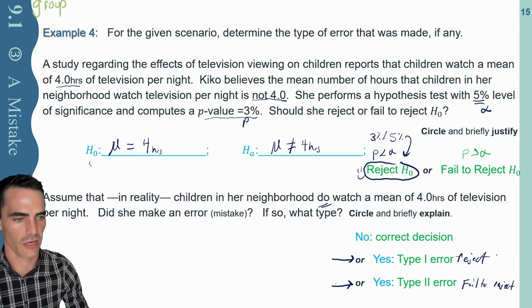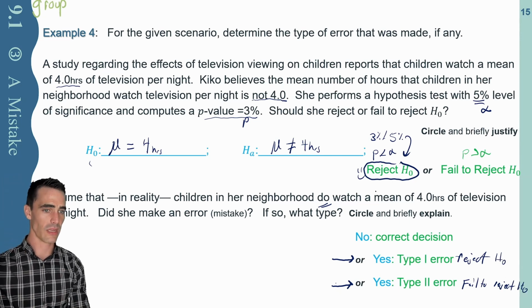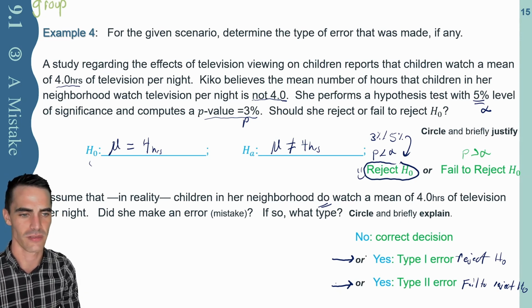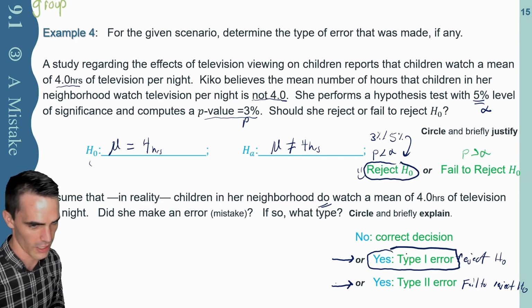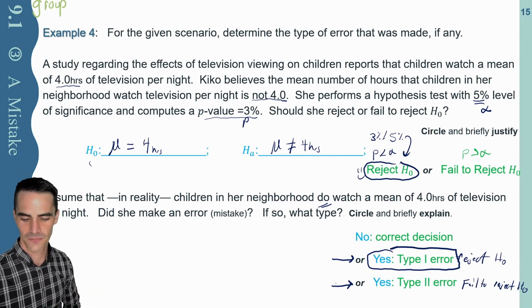You might be asking, reject or fail to reject what? It should be H0, the null hypothesis. Well, we rejected. Again, we were all elated, but we were wrong because they do watch 4 hours. The null hypothesis should have been true. We should not have rejected. We made an error. That mistake is called a type 1 error. Type 1 is reject when you should not have. And that was indeed our mistake here. Bummer.